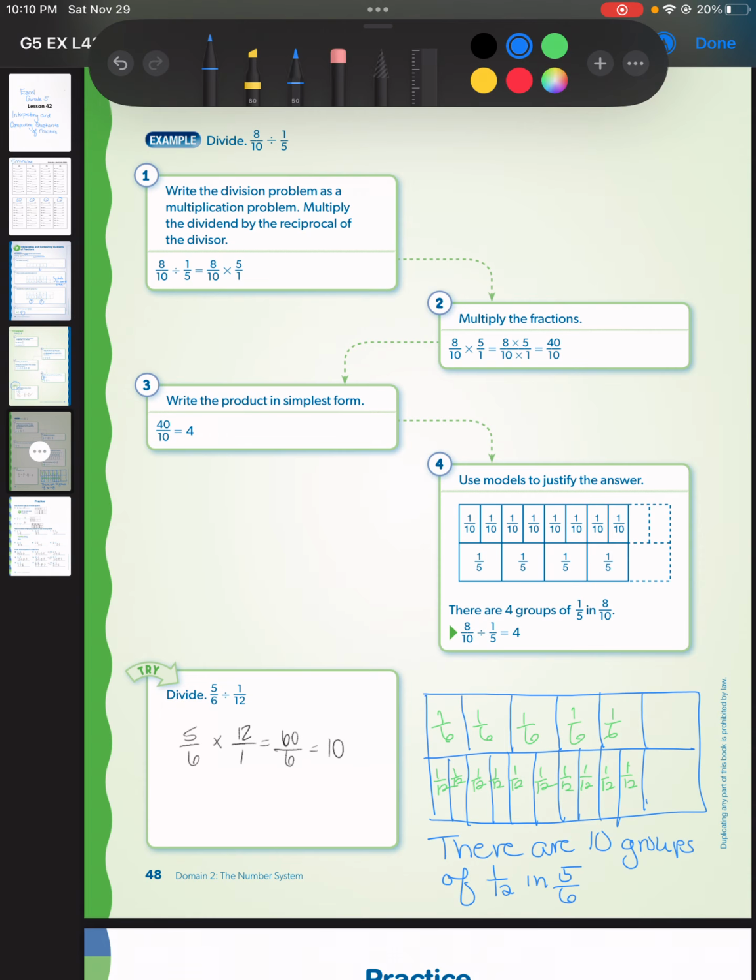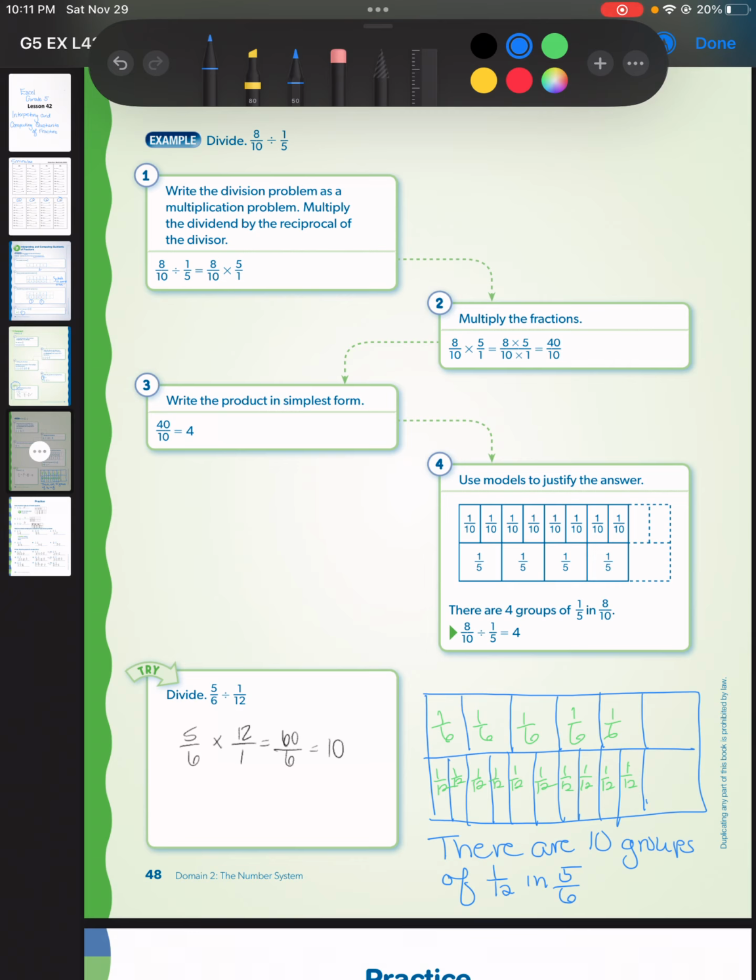They move to example 2, which is now a different problem. Students are dividing 8/10 by 1/5. Again, they are writing this division problem as a multiplication problem using the reciprocal of the divisor. They're going to multiply, write the product in simplest form. Step 4, instead of using multiplication to check my answer, students are using a model to check their answer.